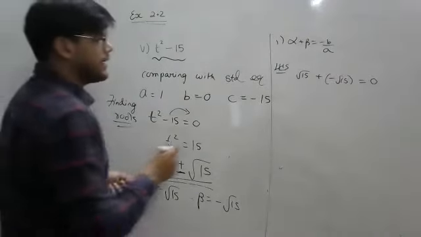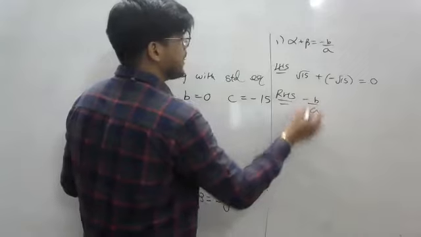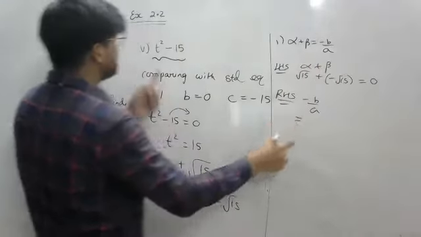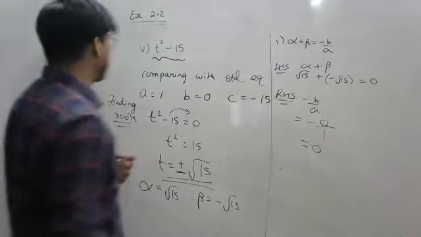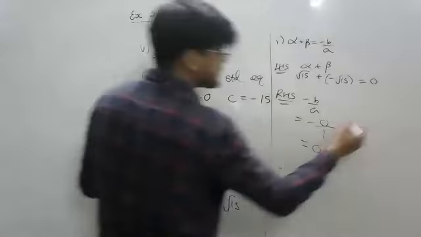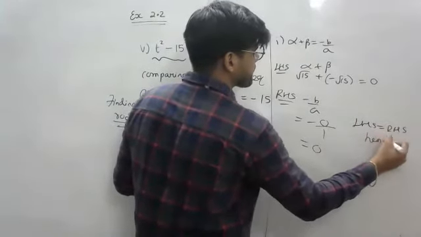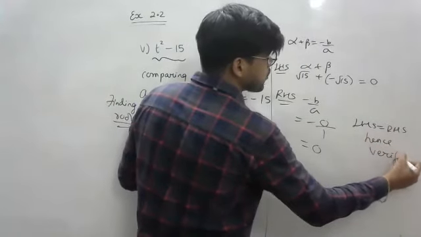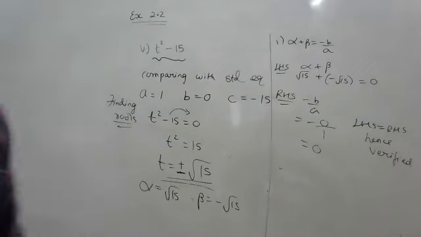Okay. And RHS, minus b by a. The value of b is 0. So whatever the value of a is, that won't matter. Even then your answer is 0. Correct. So LHS equals RHS, hence verified. Along with your logic, also understand how to write. It is important.